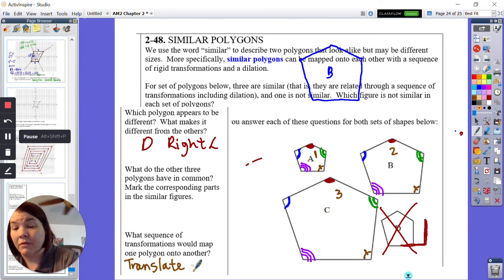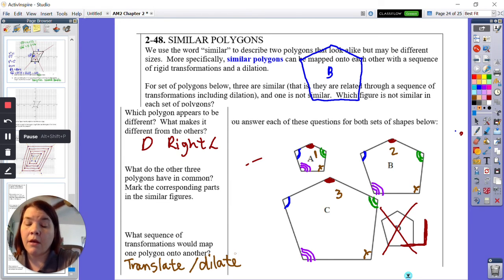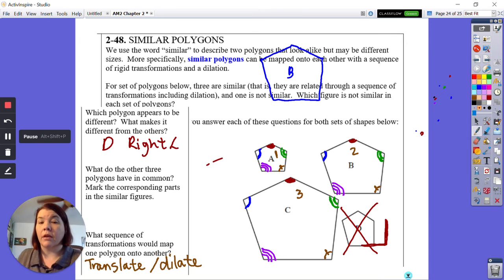Now, dilations are not rigid motions. They do not maintain shape. These shapes are not congruent. They are not exactly the same. They are not congruent. It's very important that you understand this. So dilation, it's not a rigid motion, which is why we did not talk about it in Math 1.